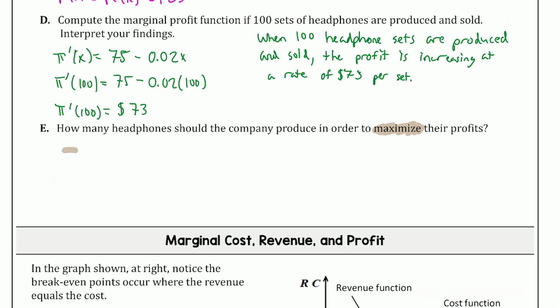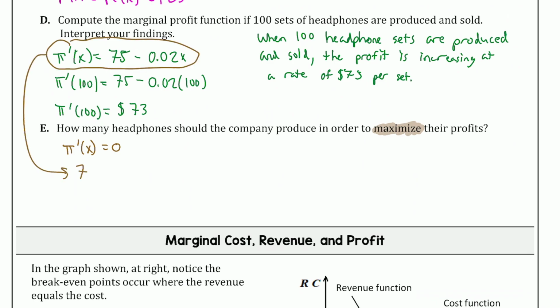So what we want to do is find when pi prime of x is equal to 0. And so I'm going to take this pi prime of x and set it equal to 0. So I get 75 minus 0.02x is equal to 0. And I get 0.02x is equal to, not 0, 75. And I get x is equal to 3,750.